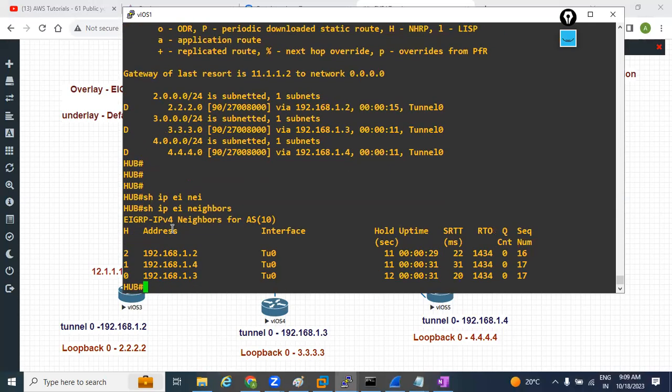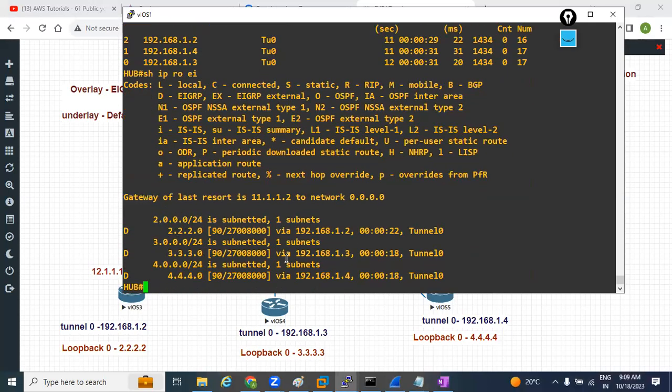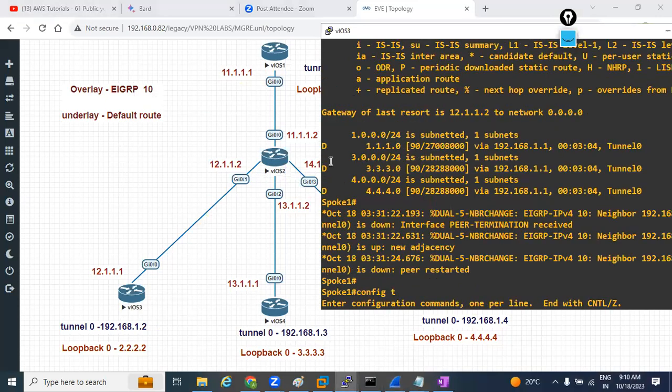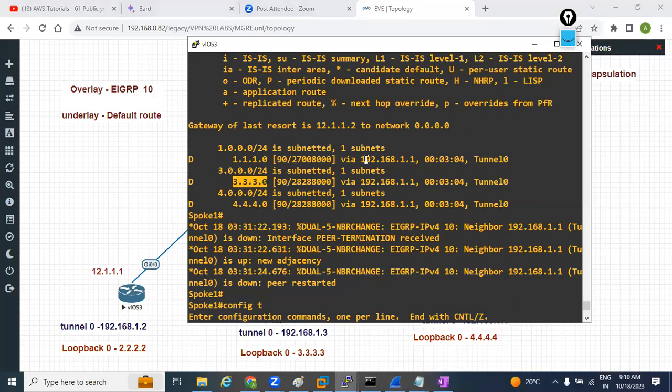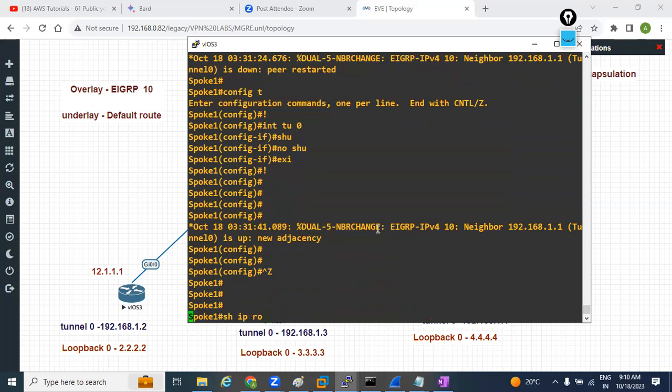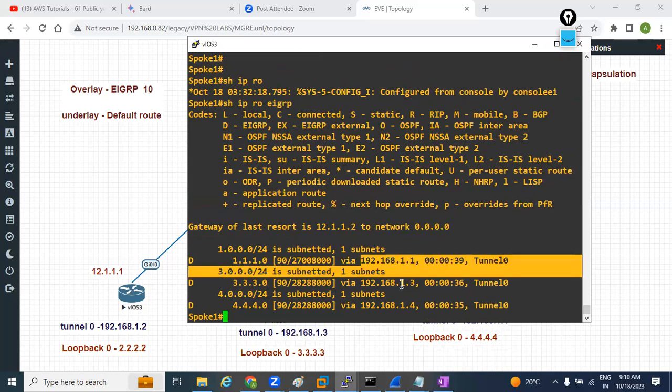Show IP EIGRP neighbor. Neighborship is up, but I am the hub. So the routes for 1.2, 1.3, 1.4 are fine. But the problem is not here. The problem is here, because previously for 1.3 and 1.4, who was the next hop? Hub only. So now, what about now? Show IP route EIGRP.